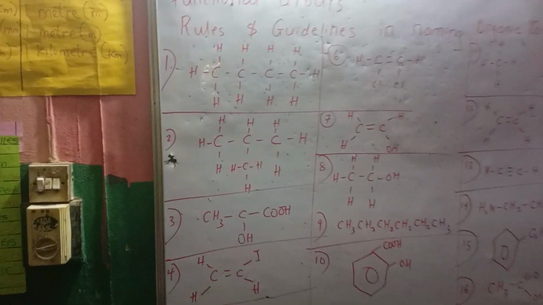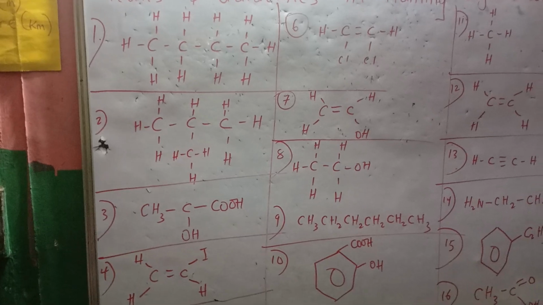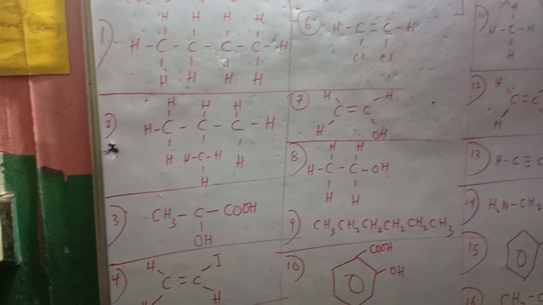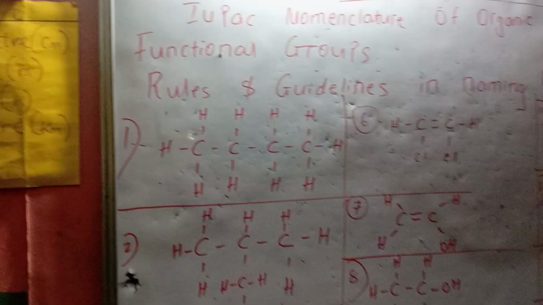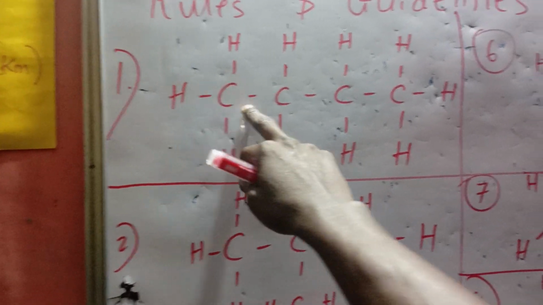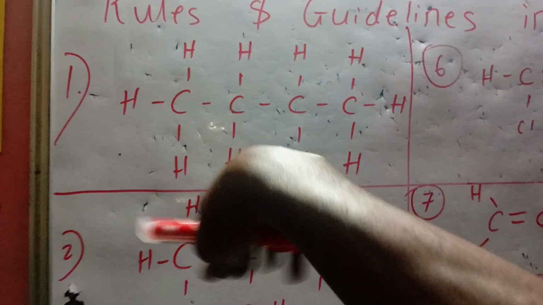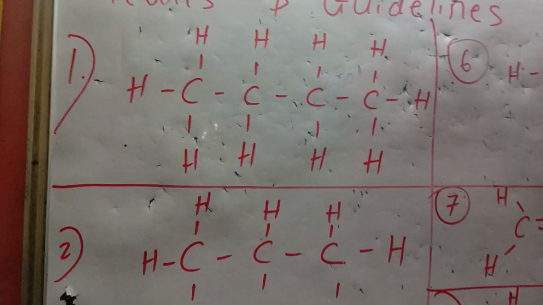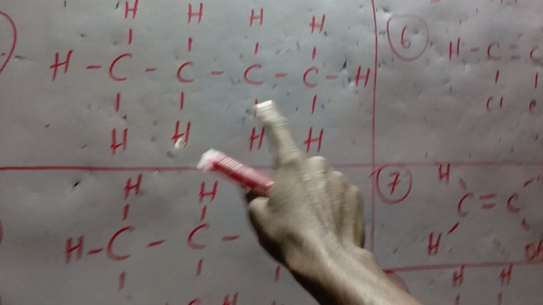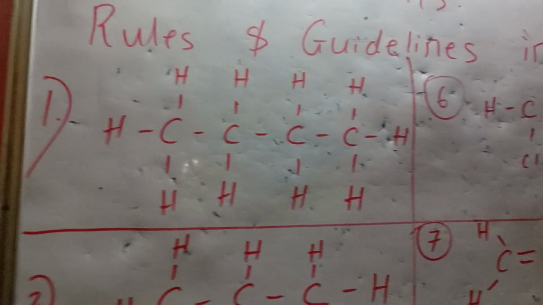Now, let me go straight up to the naming now. You listen carefully and attentively. I may not be doing much of the writing. I will try my very best to explain meticulously. Now, you see this first compound here. You want to give the IUPAC name of this. Now, look at it. Single bond. I know that this compound is under alkane. Now, I count the number of carbon atoms: 1, 2, 3, 4. So, this is the structural formula for butane.